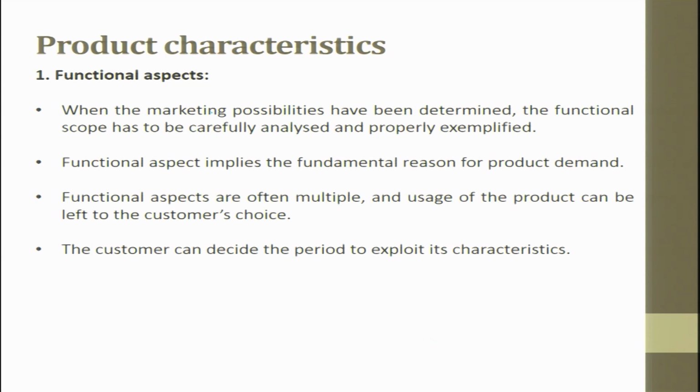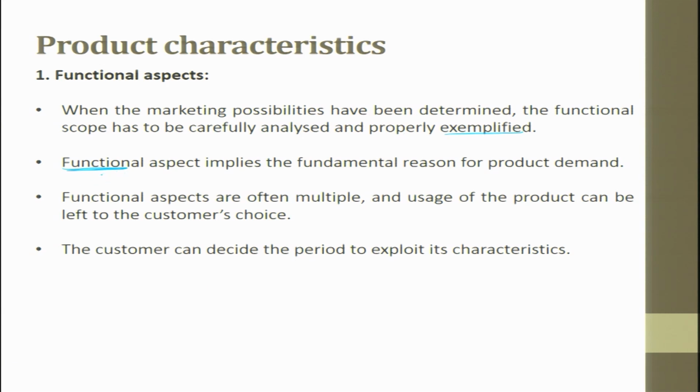Functional aspect. When the marketing possibility has been determined, the functional scope has to be carefully analyzed and properly exemplified. That means to say it has to be clearly specified. Functional aspect implies the fundamental reason for product demand. If the functional aspect is not satisfying, at some point of time Americans gave a lot of importance to form, and slowly their importance on form was so high they started missing out the functional aspect. Then they realized that functional is to be taken on priority, and they started doing that.